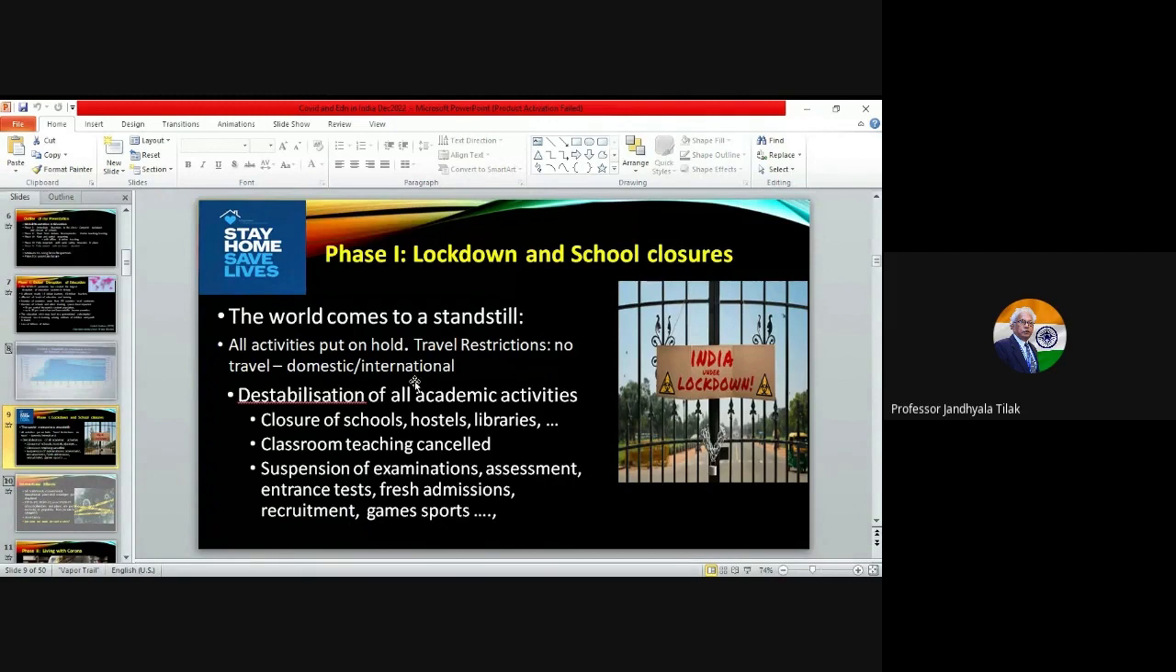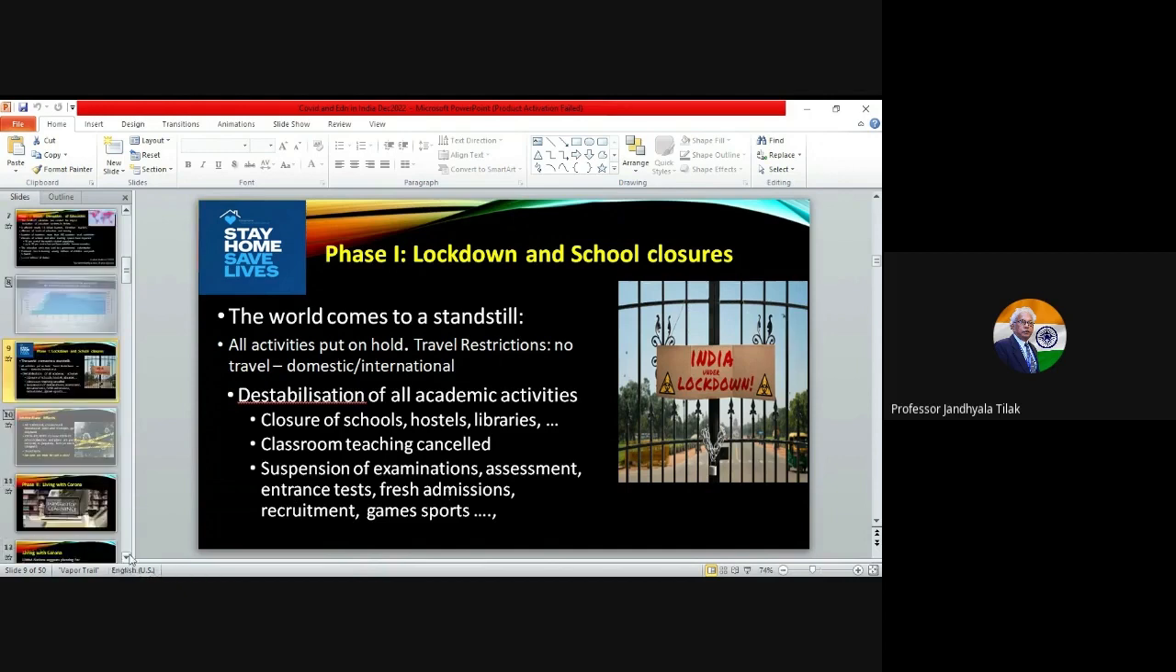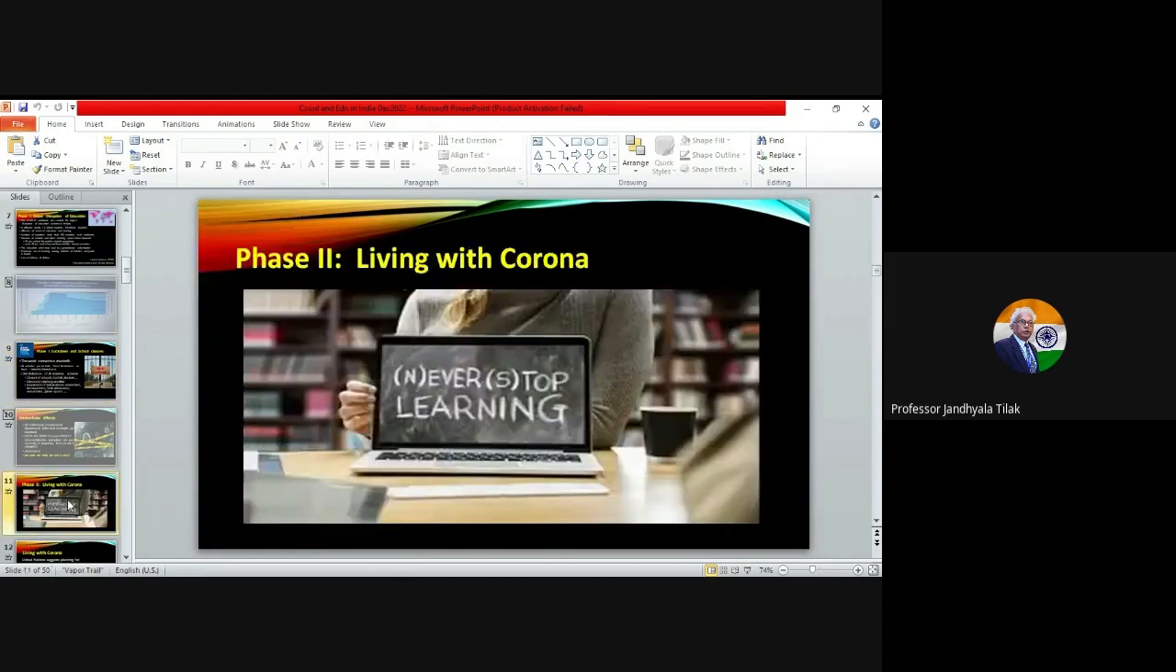And all academic activities in schools, colleges, and universities were completely closed or destabilized. Schools were closed, hostels were closed, libraries, classroom teaching was suspended, examinations, assessment, name any activity in the education sector, whether it's primary school admissions or university-level entrance examinations, everything was stopped. There was nothing like games, nothing like sports, nothing like other academic activities. That was the first phase that we went through. During that phase, nothing took place with respect to education, except basic survival of the people facing this grave crisis.